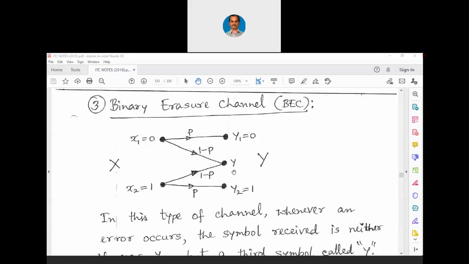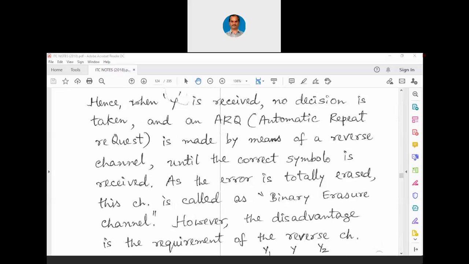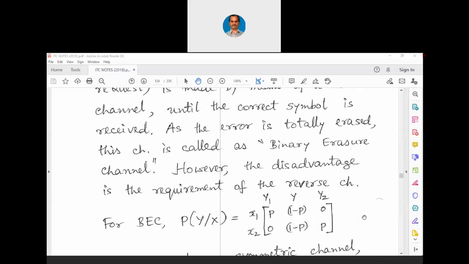Instead, y gets received. Now, such a channel is called an erasure channel, meaning the channel can find out that the symbol obtained is not present in the defined alphabet set, and we can use a method called ARQ. I was telling you yesterday, we can use a method called ARQ, automatic repeat request, by means of a reverse channel. So such a channel is called a binary erasure channel because the error is totally erased. But the disadvantage is the requirement of the reverse channel.